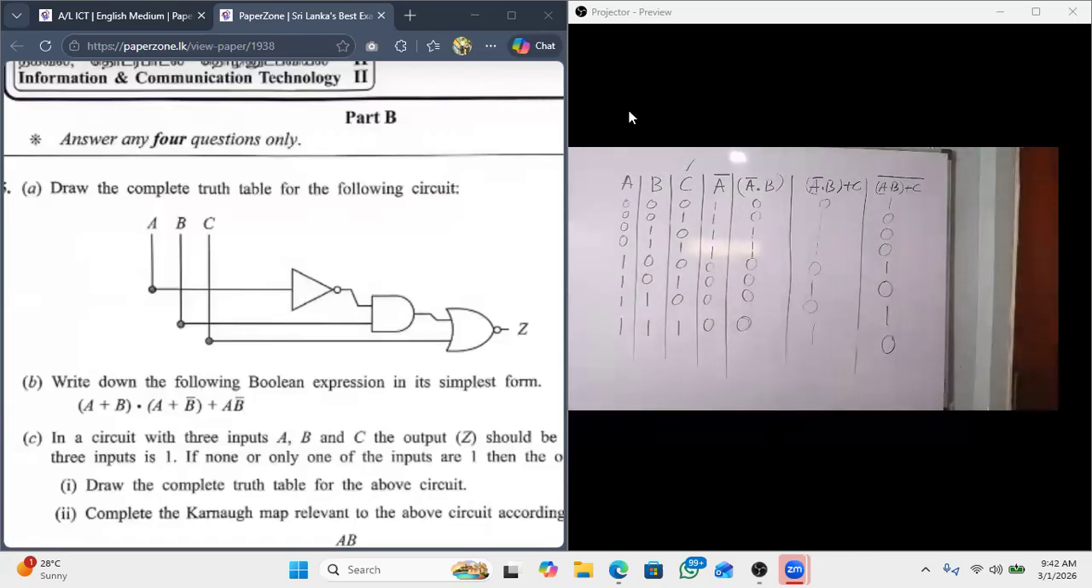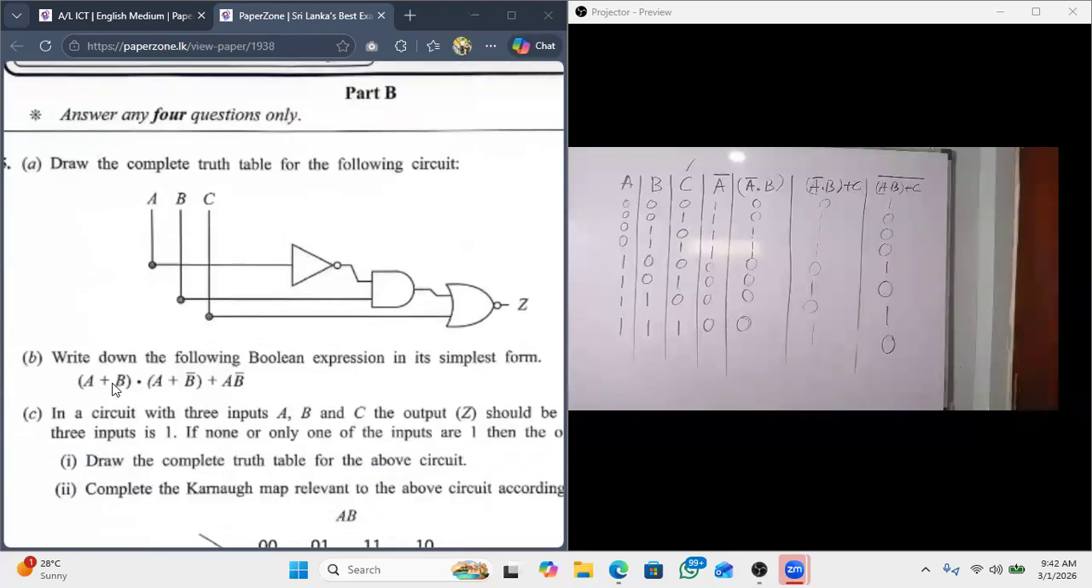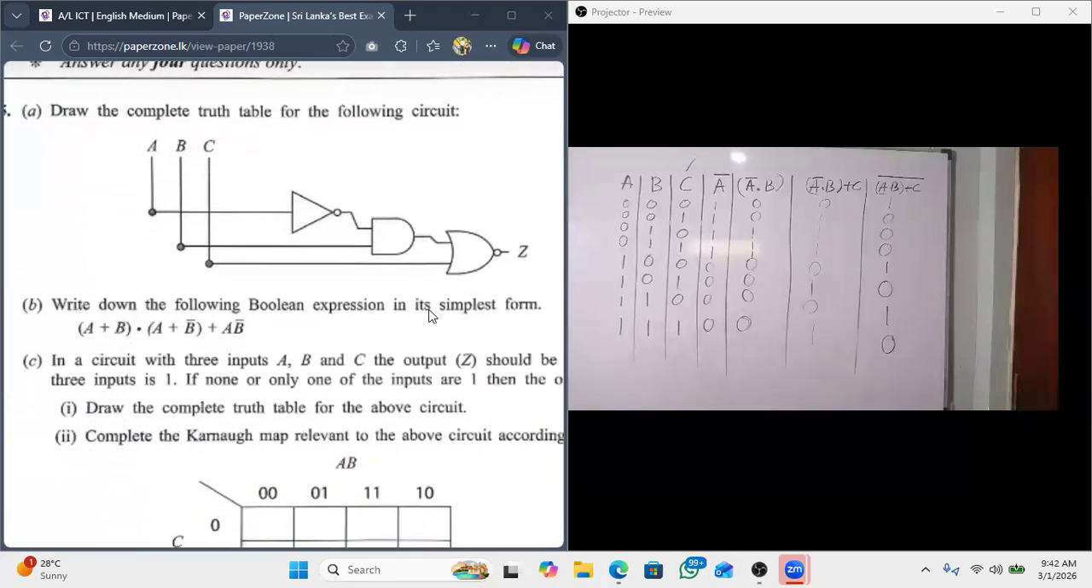Yes. Right, now part B. Write down the following. Now this is a very small thing. Even O-level kids can do this part, this question. B. Write down the following Boolean expressions in the simplest form.